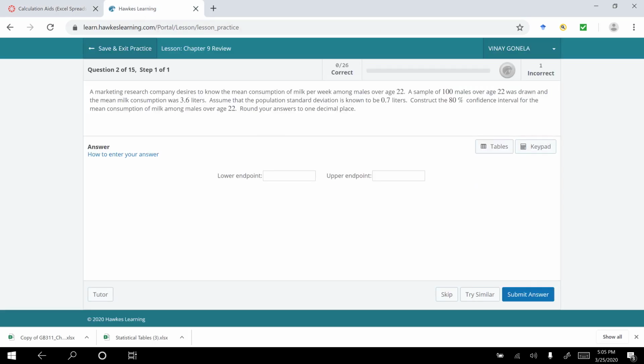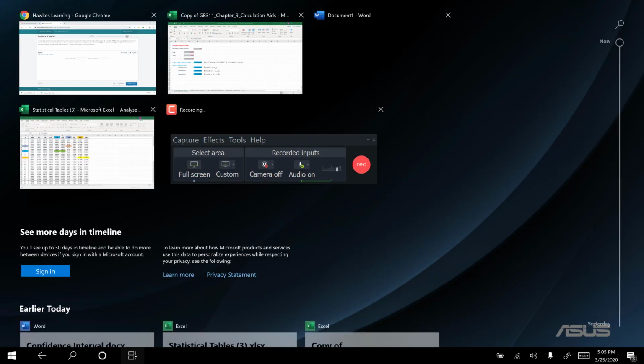So here is a marketing research company, and they take a sample of 100 males over age 22, and the mean milk consumption was 3.6. Assume that the population standard deviation is 0.7. Construct an 80% confidence interval. So the first thing you need to note down here is the population standard deviation is known. They gave it in the question, and the sample size is 100, which is clearly greater than 30.